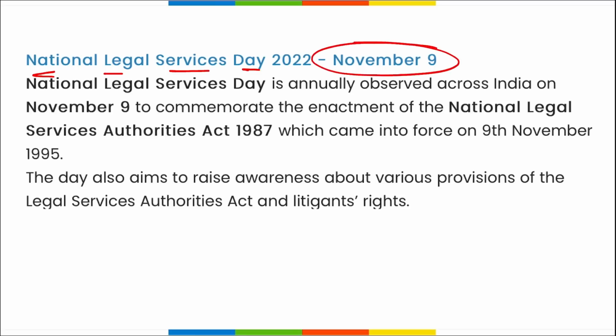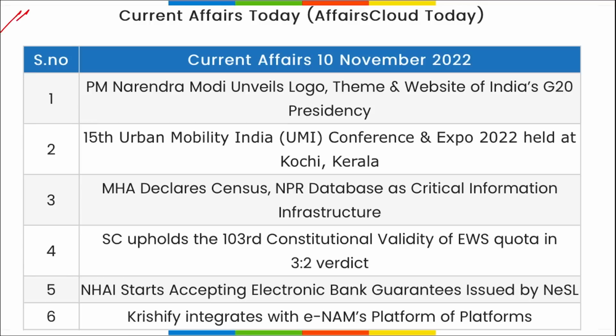When do we observe this? It is observed on 9th of November. Highly important. The day also aims to raise awareness about the various provisions of the Legal Services Authorities Act and litigants' rights. So these are all the current affairs for the day, friends.